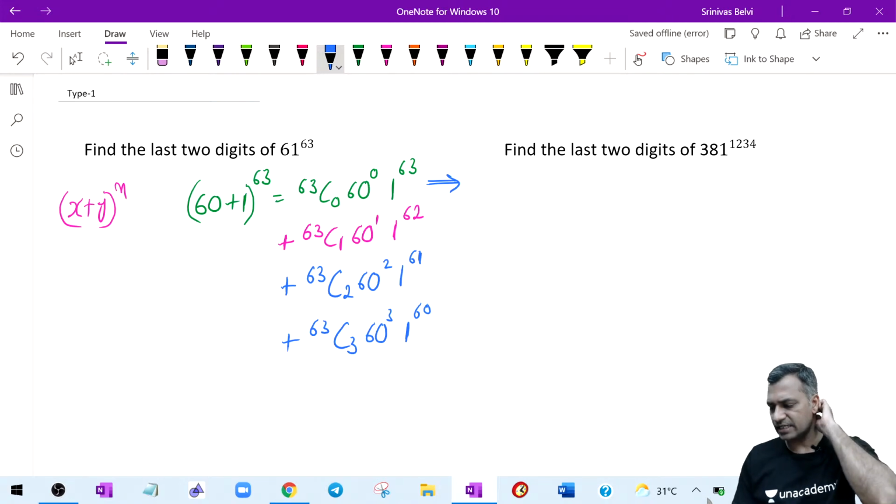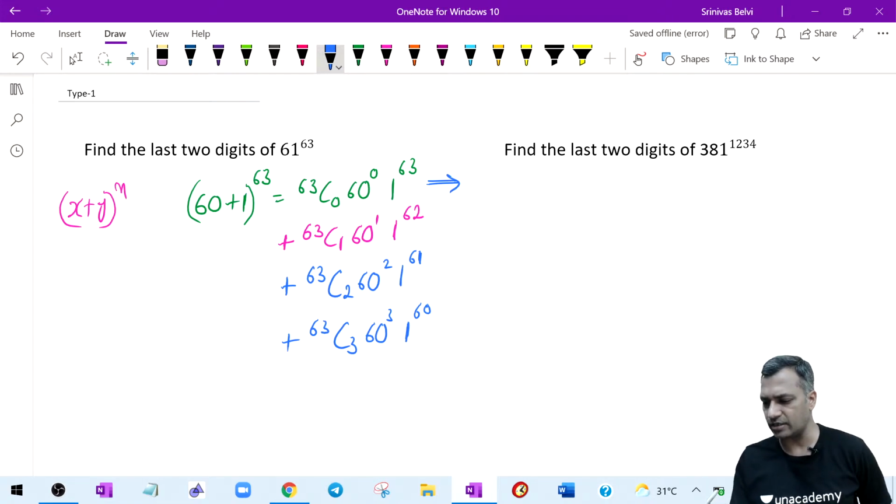63C0, 60 raised to power 0, 1. If you are writing, I'm focusing only on the tens place and the units place. Let me write the hundreds place also. This becomes 100. We all know what 63C0 is, that is 1. So 60 raised to power 0 is 1, 1 into 1 into 1. The last three digits look like 001.